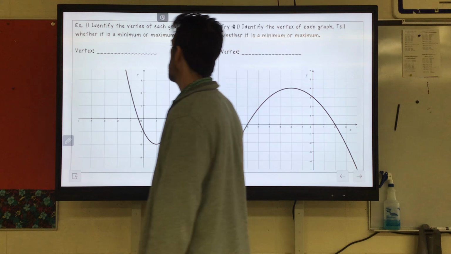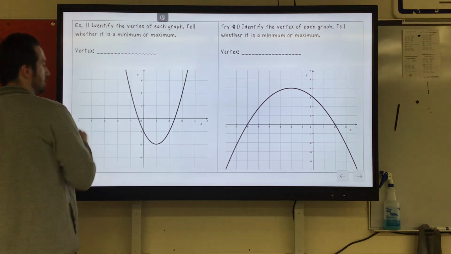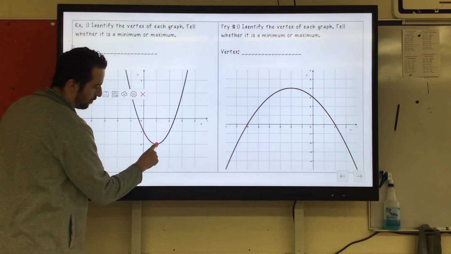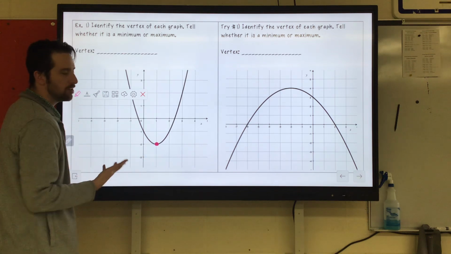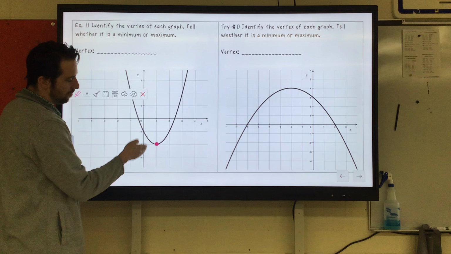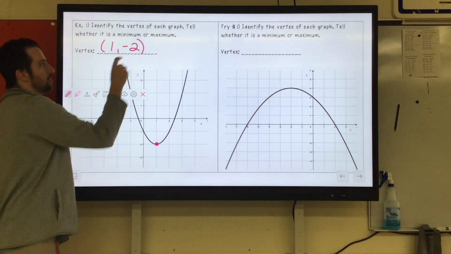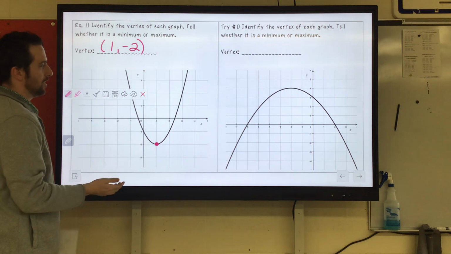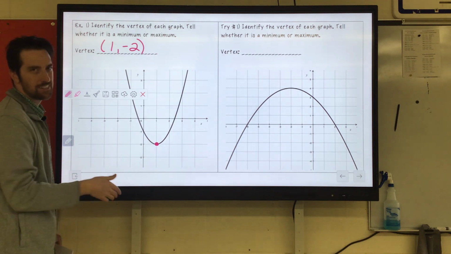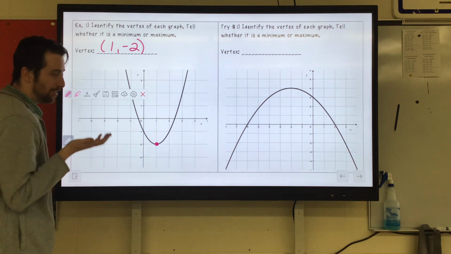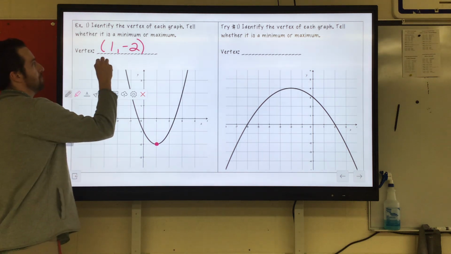All right. Identify the vertex of each graph. Tell whether it's a minimum or a maximum. So the vertex is the point where it starts changing directions. On this graph, it would be right here. The location of that coordinate, it's 1 to the right, down 2. So our vertex is at 1, negative 2. Now, it's opening upward. This vertex is the lowest point. So is that a maximum or minimum? If it's the lowest, that means it's a minimum.